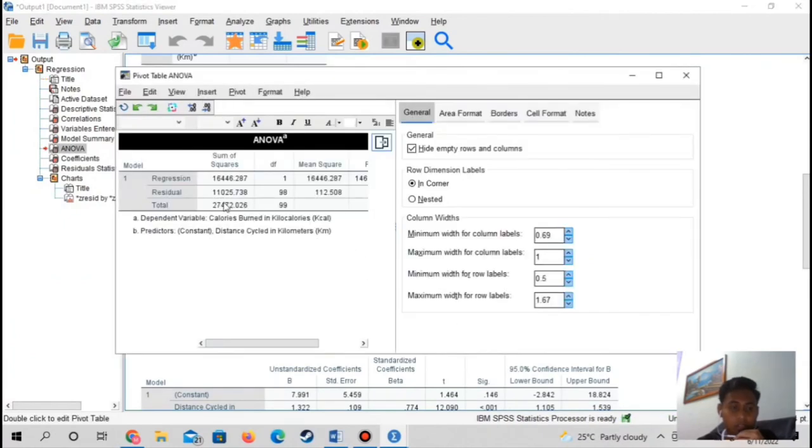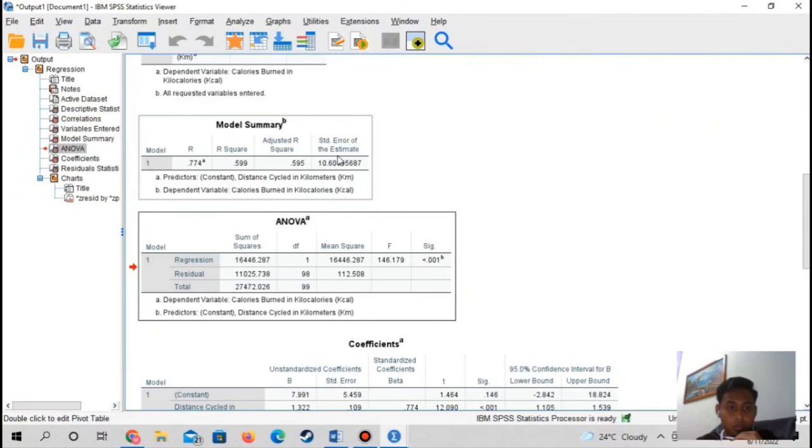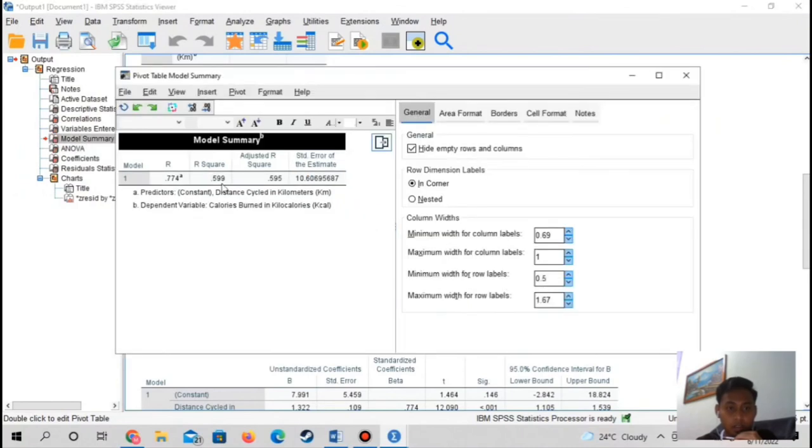As we can see, here is the SYY value by SPSS, which is 27472.026, and then the SSE value is 11025.738. So our SPSS answer for the determination is 0.598656. So basically our SPSS calculation answer and manual calculation answer are almost the same, so I think that was proven right.